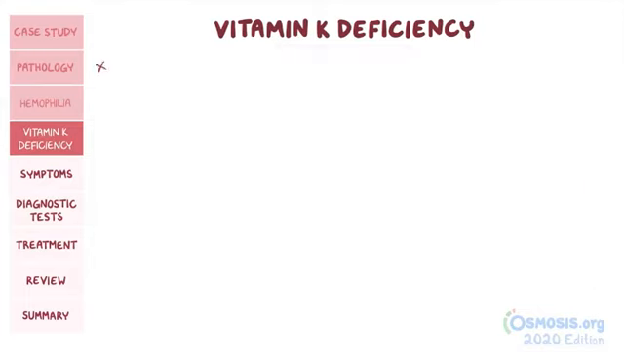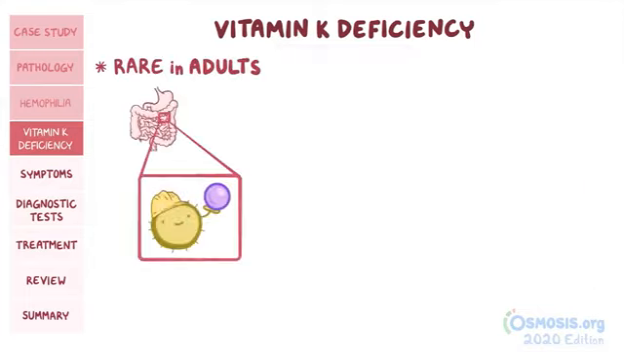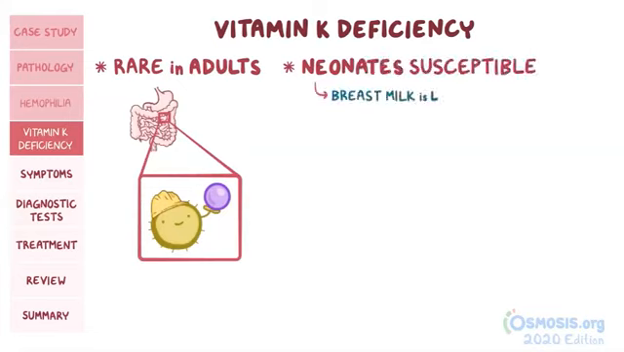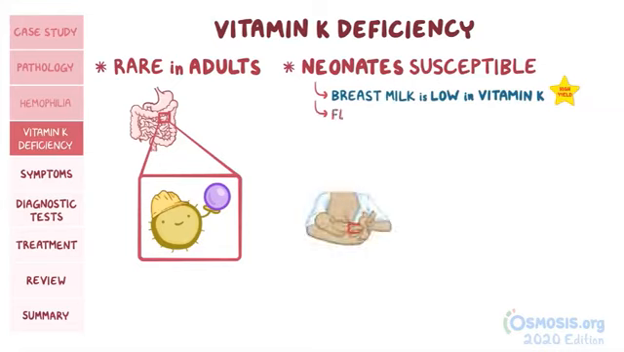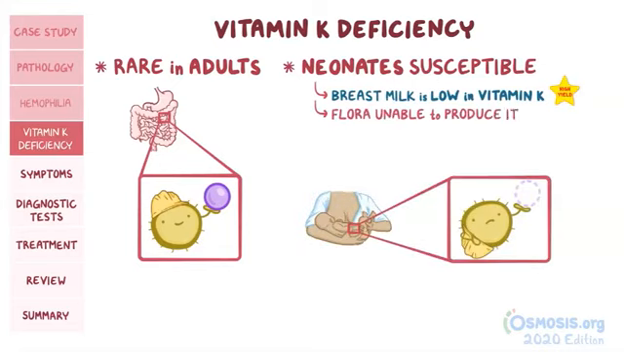Now, deficiency is rare in adults, but neonates are particularly susceptible because breast milk is low in vitamin K, and at the same time, their intestinal flora is still unable to produce it. That's why every newborn gets an intramuscular injection of vitamin K.